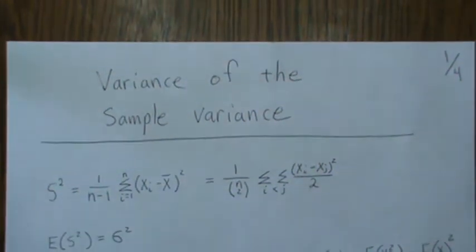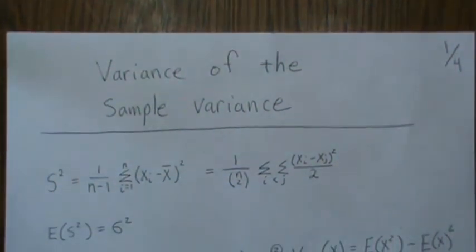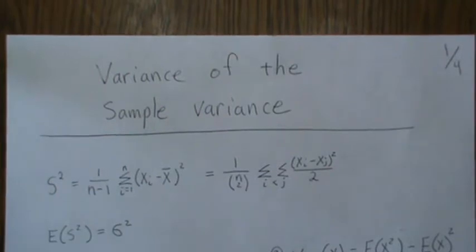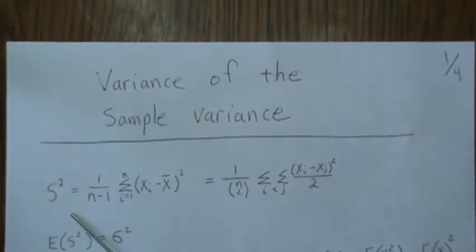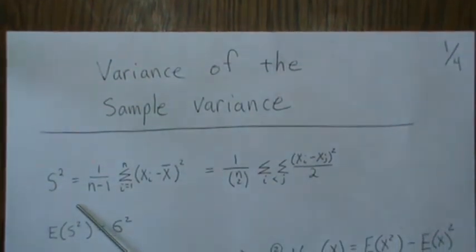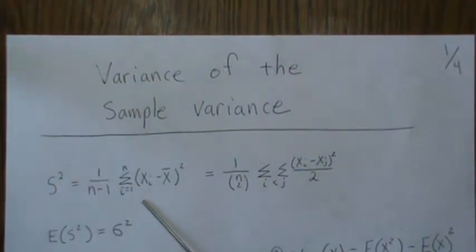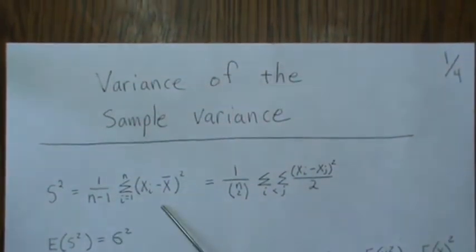Hello, in this video we're going to look at the variance of the sample variance, or derive the variance of the sample variance. Some of this I'm going to assume you already know, and the formula for the sample variance is this, divided by n minus 1.